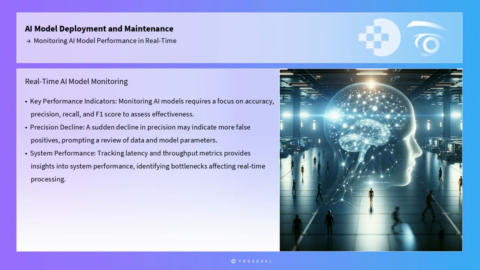Monitoring AI models in real time requires a focus on key performance indicators such as accuracy, precision, recall, and F1 score. These metrics provide a quantitative measure of model performance, allowing practitioners to assess the effectiveness of their models under varying conditions. For instance, a sudden decline in precision may indicate that the model is generating more false positives than expected, prompting a review of the underlying data and model parameters.